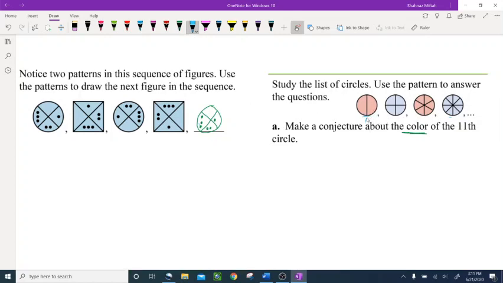This is number 1. That's 2. That one is 3, and that one is 4. If you notice, odd numbers are red and even numbers are blue. And since 11 is odd, it's going to be red. You can see this, odd numbered circles are red.